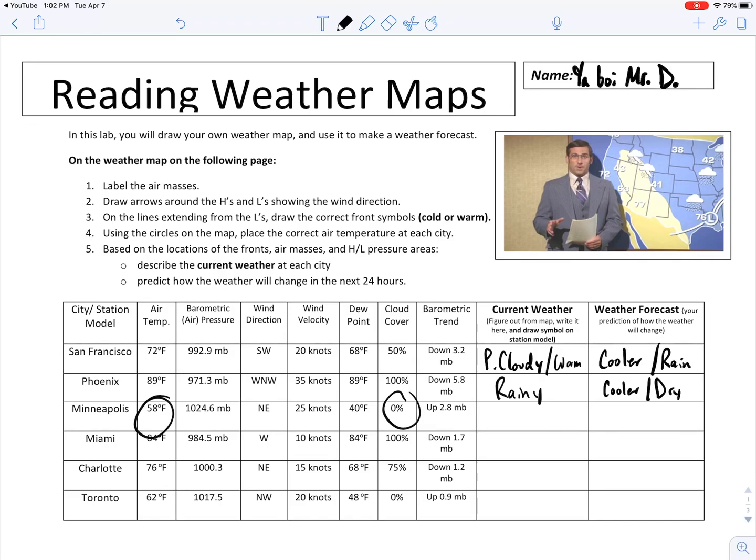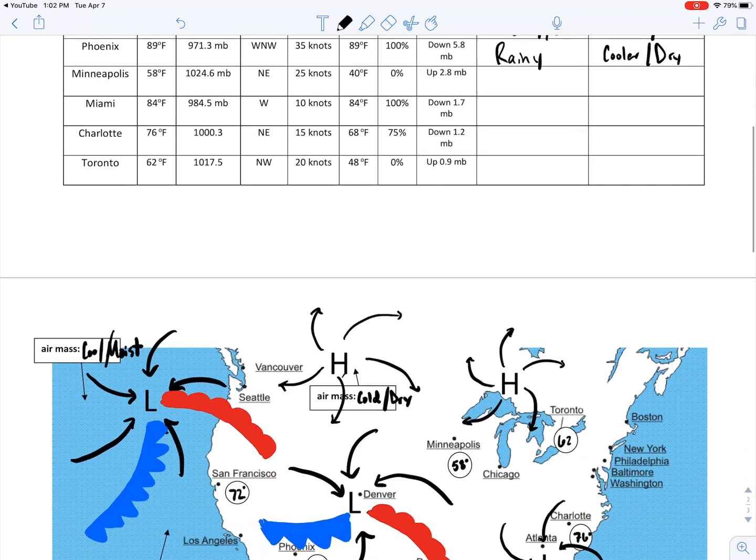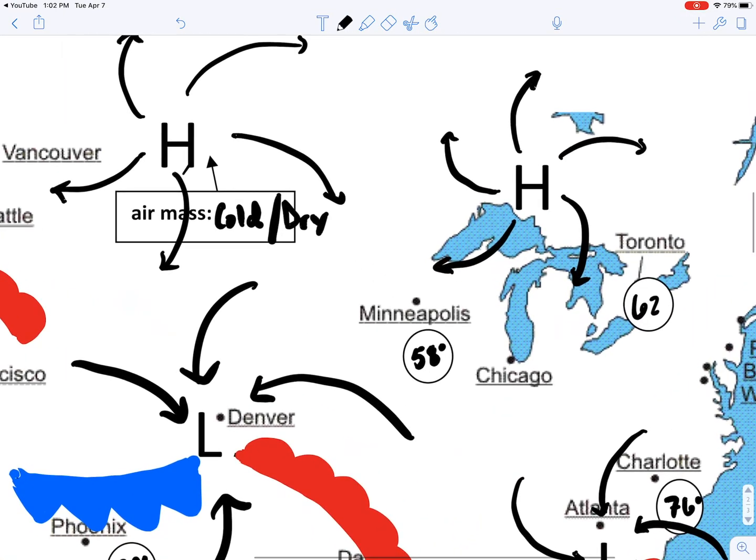Let's focus on Minneapolis now. 0% cloud cover, sunny in Minneapolis. It's only 58 degrees. We got that cool, dry air over it. And if we look at dew points, oh yeah, that's dry air. 40-degree dew point, 58-degree air temperature. So let's think about this. Minneapolis is right here near high pressure, right?